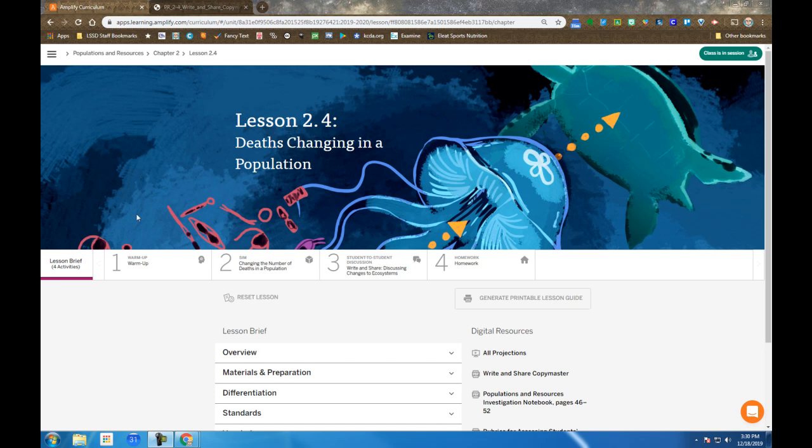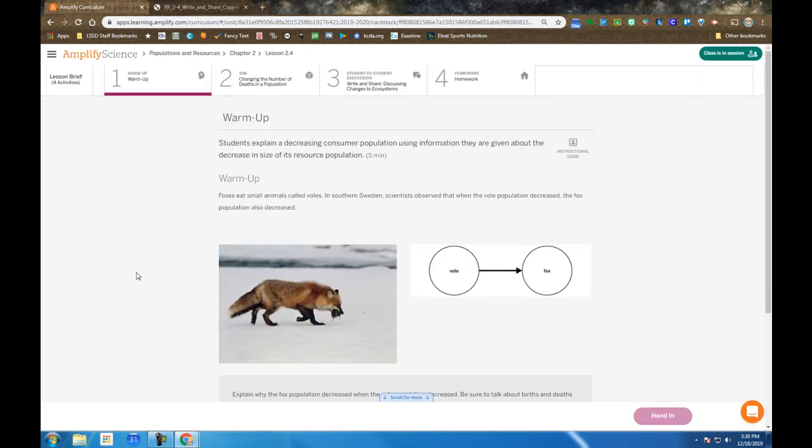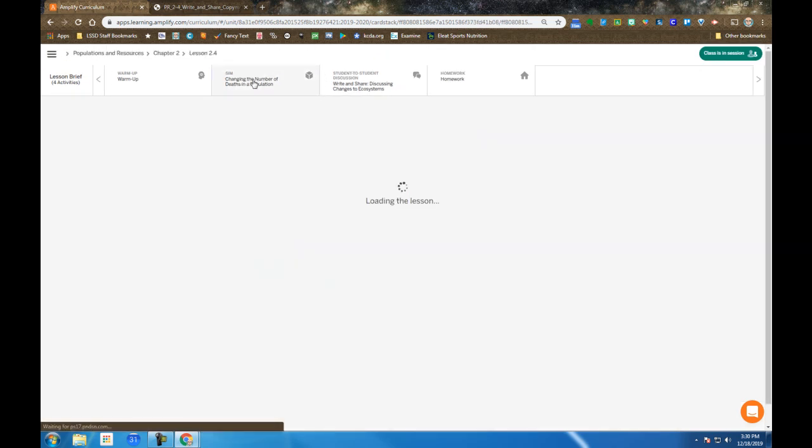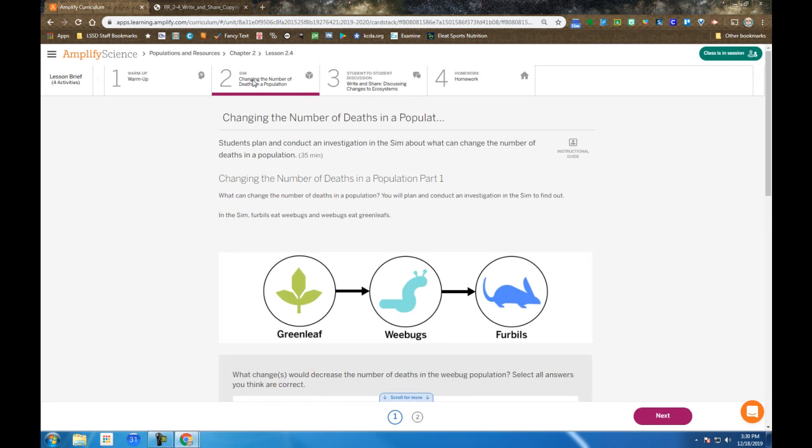So Lesson 2.4, the first half of it is very similar to 2.3. So we begin with the warm-up. We're now looking again at the voles and foxes and the food web. So you're responding to a question with the new information. We're then back in the simulation.